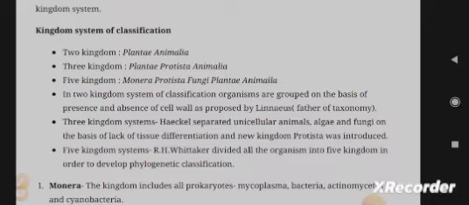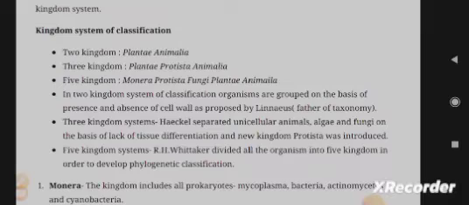3 kingdom classification system. Haeckel separated unicellular animals, algae and fungi on the basis of lack of tissue differentiation and a new kingdom Protista was introduced. Five kingdom classification system. R.H. Whittaker divided all the organisms into five kingdoms in order to develop phylogenetic classification. Monera.